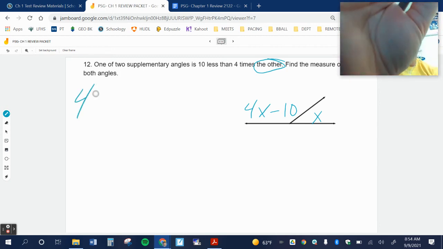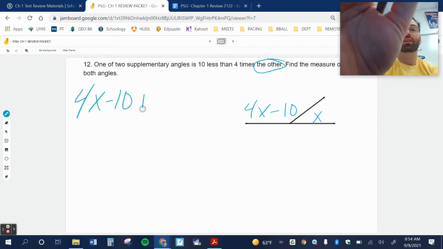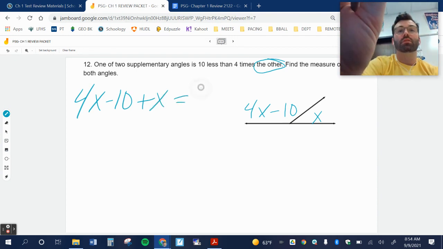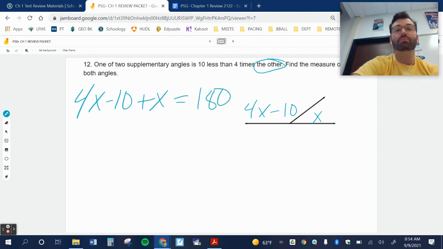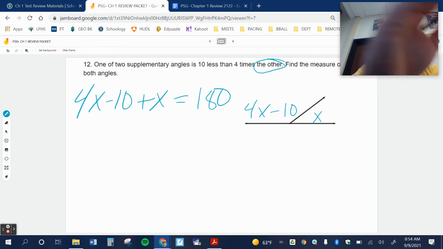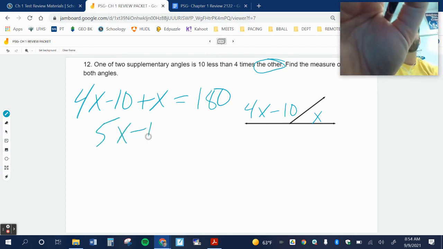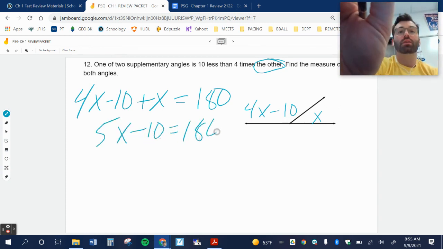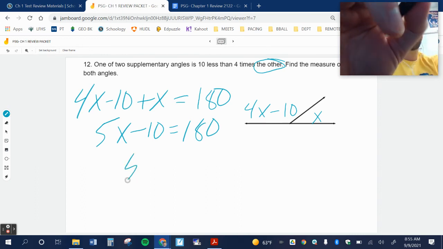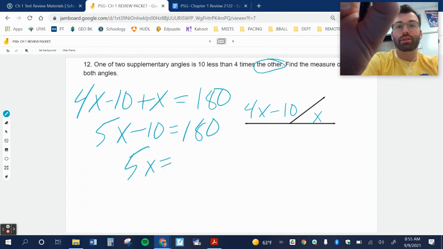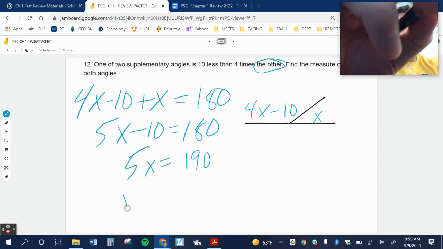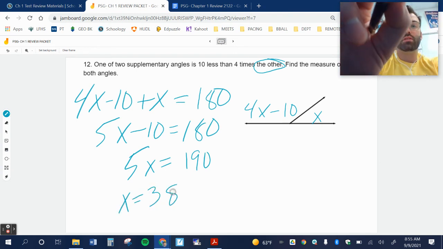I'm not going to give you that diagram on the actual test itself. You're going to have to draw it yourself. But that's how I would set it up. So that means 5X minus 10 equals 180. So 5X equals 190. So X equals 38.